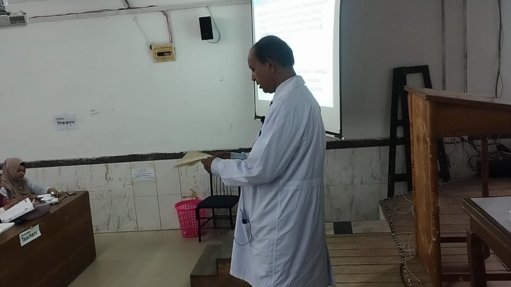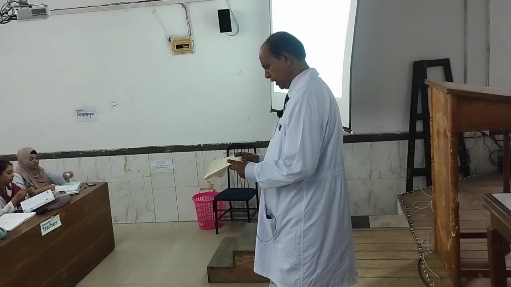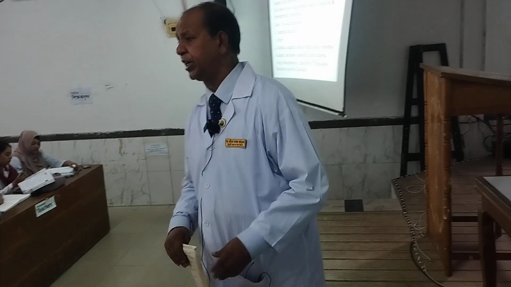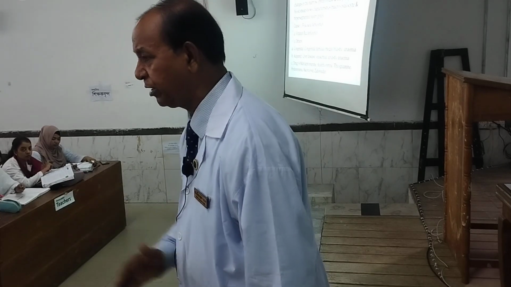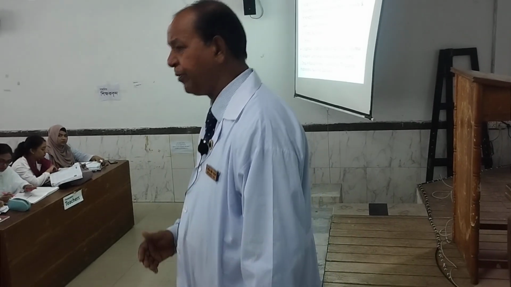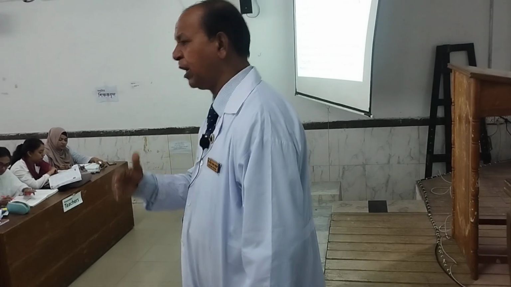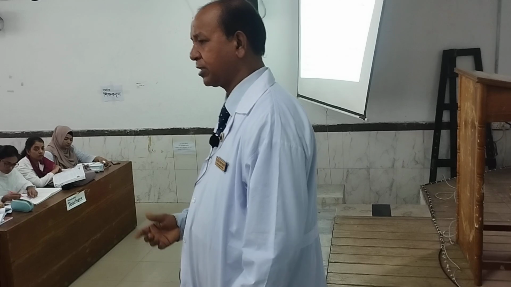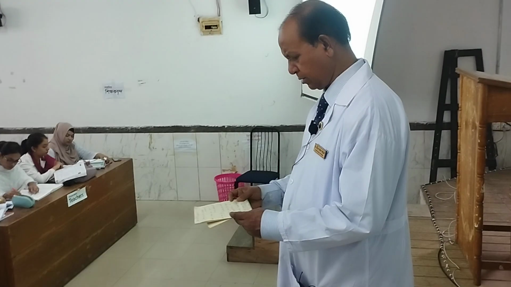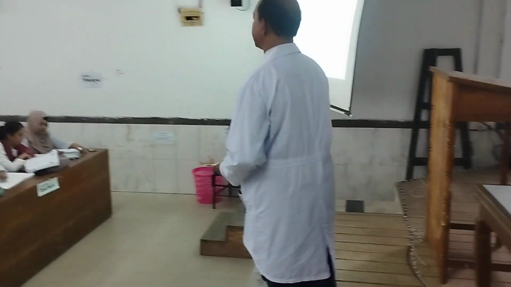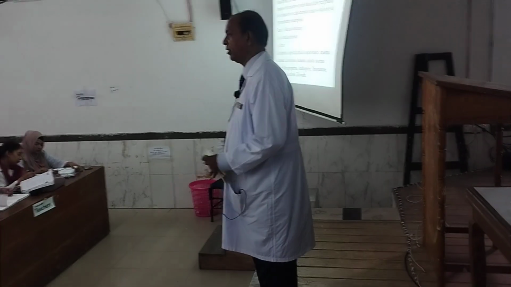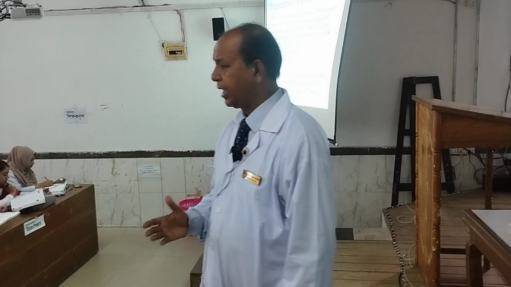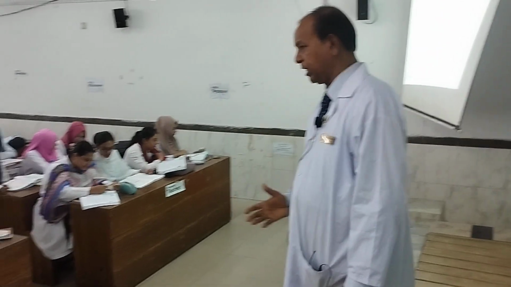Now the treatment. Before treatment, another investigation you must do is karyotyping, to see the chromosomal breaks. In aplastic anemia, what happens? Chromosomal breaks. Remember this one. Now what is the treatment? Treatment is supportive treatment and specific treatment. Go through your books.